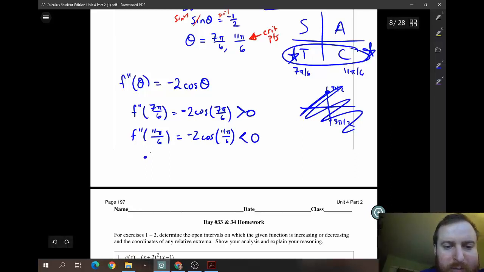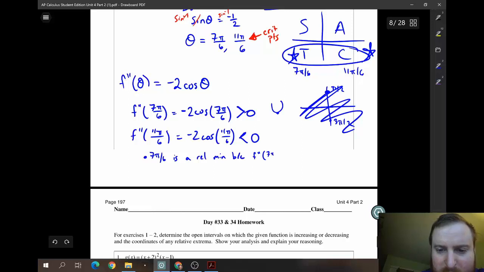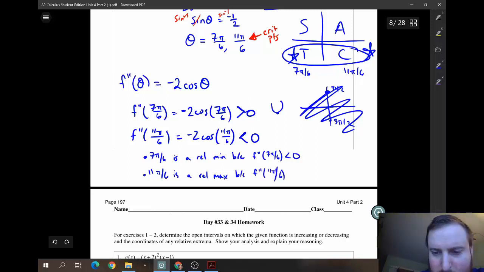So what we're going to say is that 7 pi over 6 is, now remember, greater than 0 is concave up, a relative minimum because f double prime of 7 pi over 6 was greater than 0. Then we'll say 11 pi over 6 is a relative maximum because f double prime of 11 pi over 6 was less than 0.